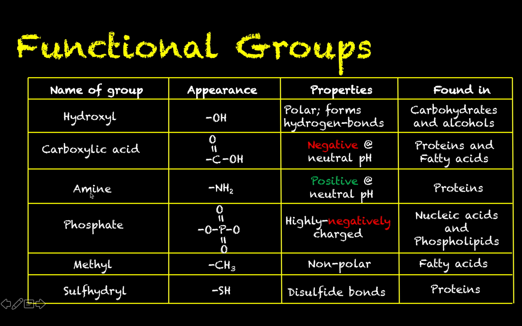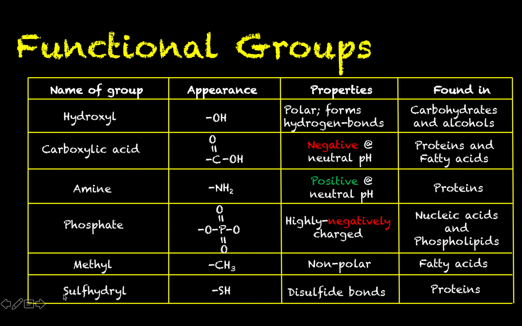The amine functional group, this NH2, is going to be positively charged at neutral pH values, and you tend to find these in proteins as well. Phosphates are very highly negatively charged, and you tend to find these in nucleic acids and phospholipids, and sometimes some proteins. The methyl functional group, on the other hand, this CH3 right here, because this is built using nothing but carbon and hydrogen, this is very nonpolar, and this is going to contribute to a molecule's hydrophobicity.